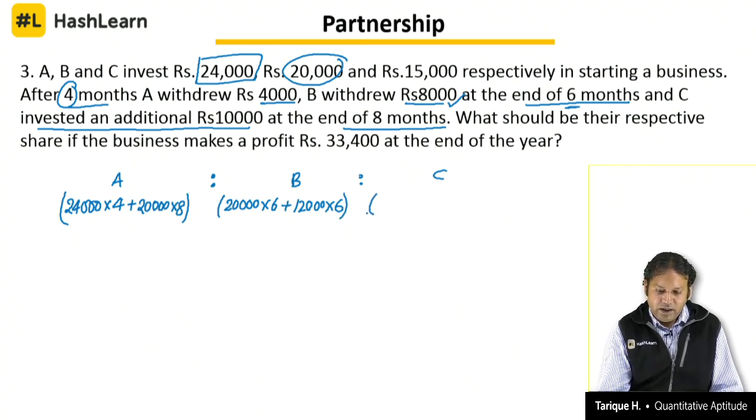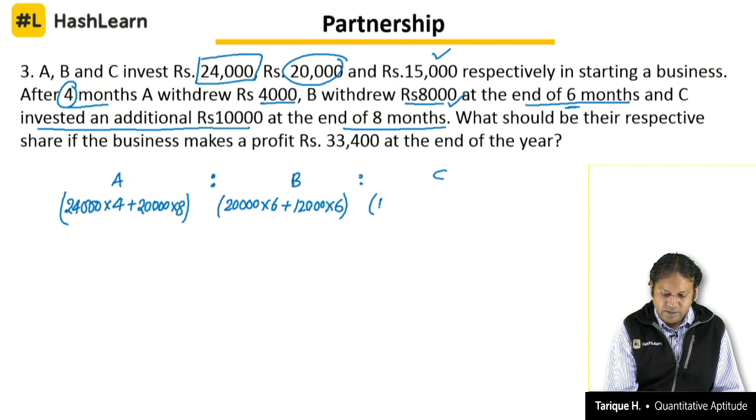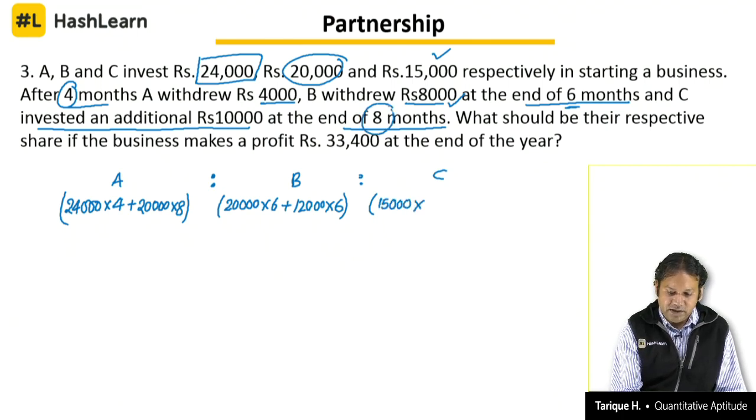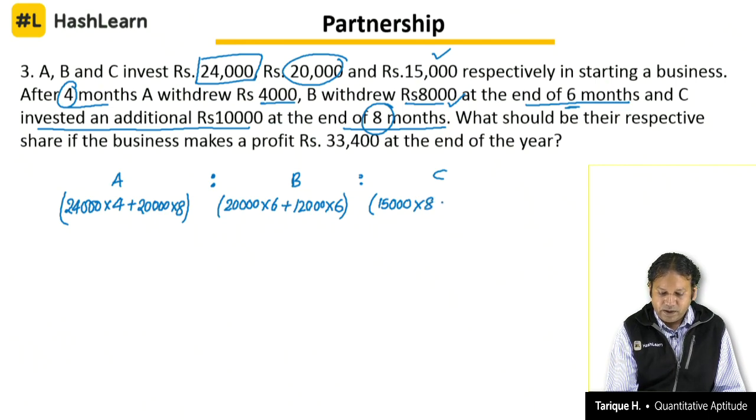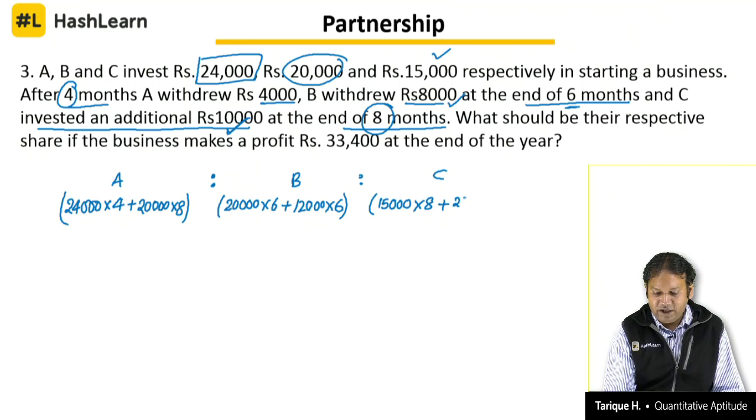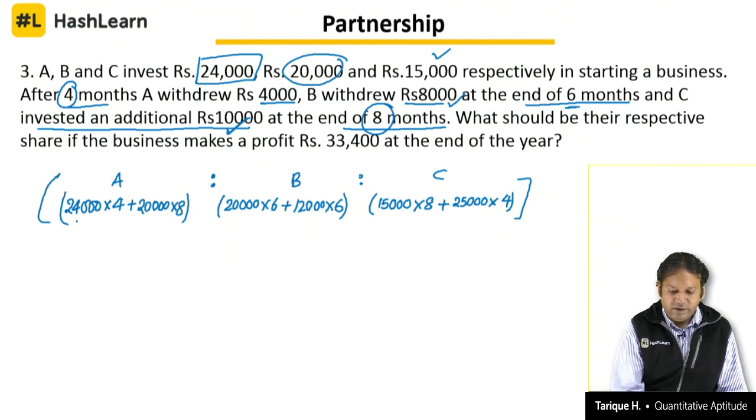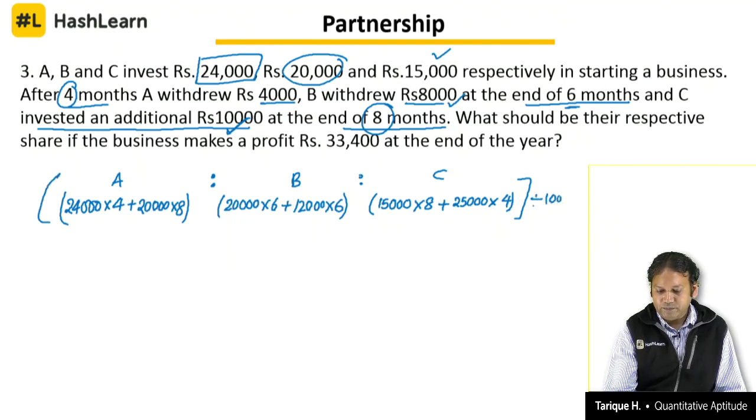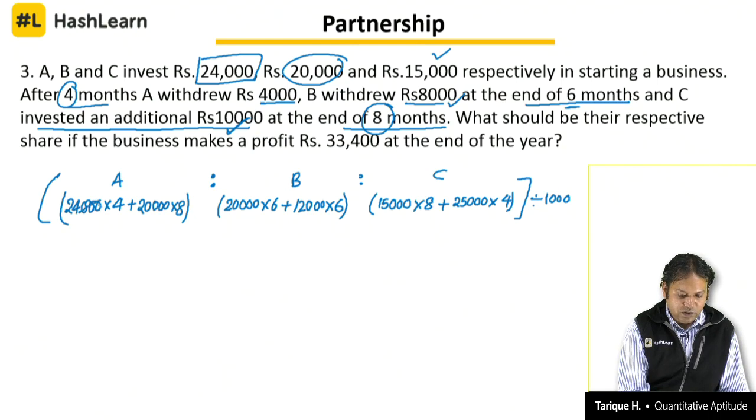For C, initial investment was 15,000. It remained the same for 8 months. Then he added 10,000 at the end of 8 months. So 15 plus 10, 25,000 into the remaining months 4. The whole thing, when divided by 1000, cancel the zeros.